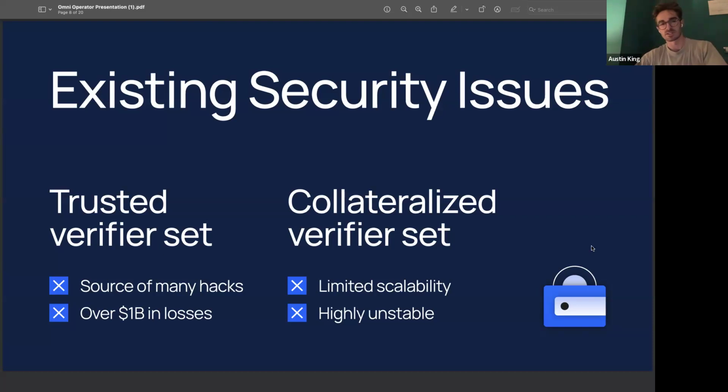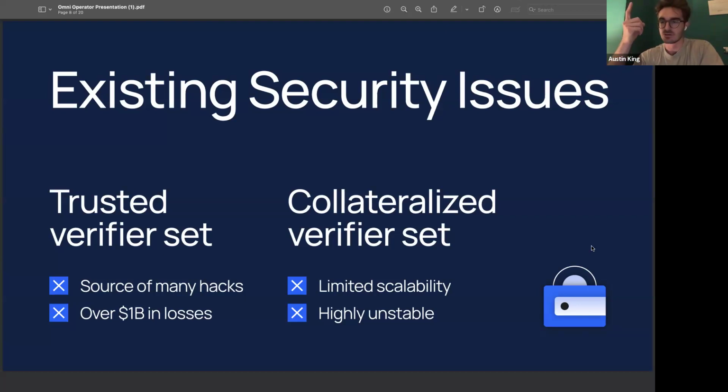For context, you know, this deck is a bit older, but it communicates the opportunity here pretty clearly. Omni is in its very early stages, and there's over $4 billion of ETH delegated to be securing messages passed through Omni. So we decided to use restaking for two primary reasons.